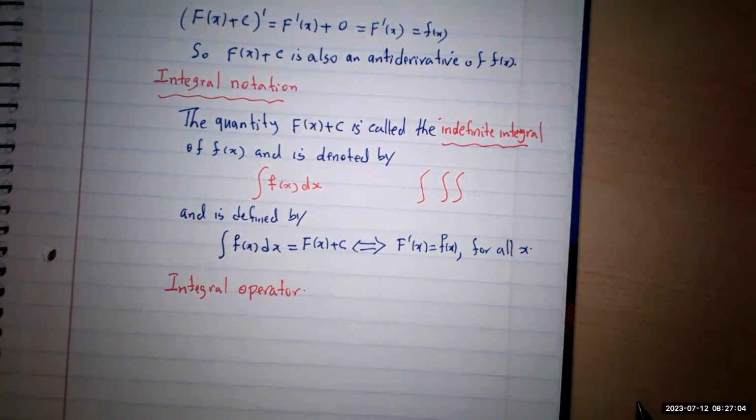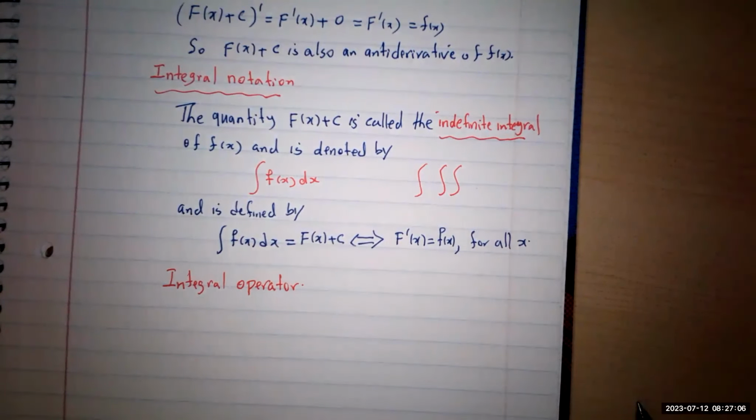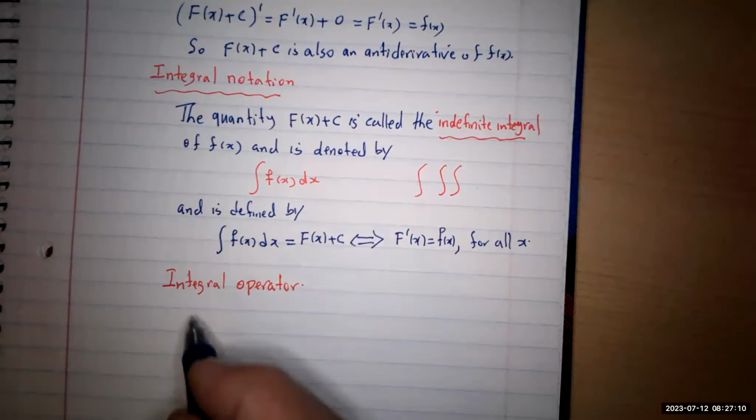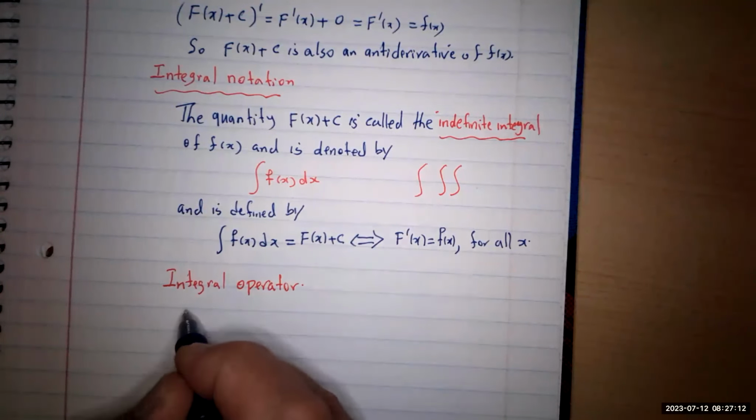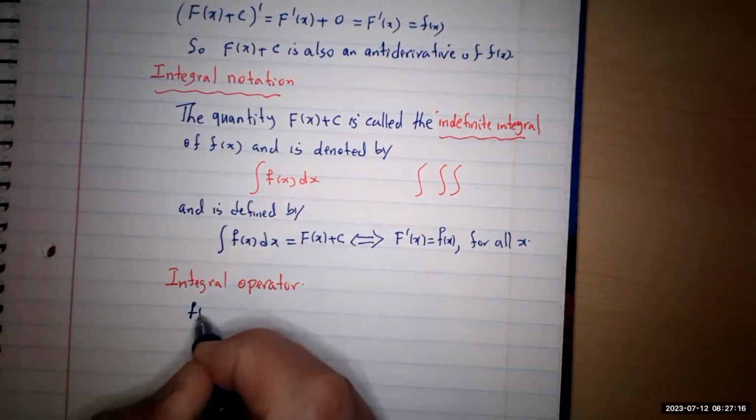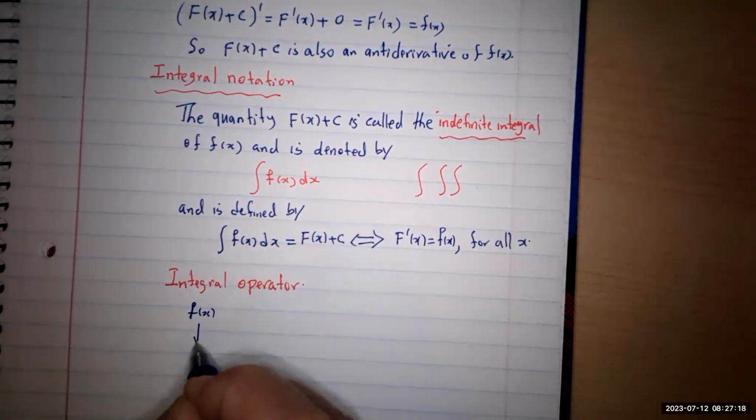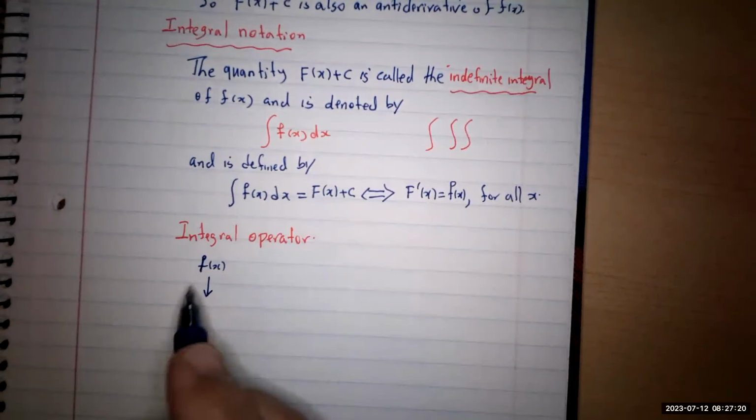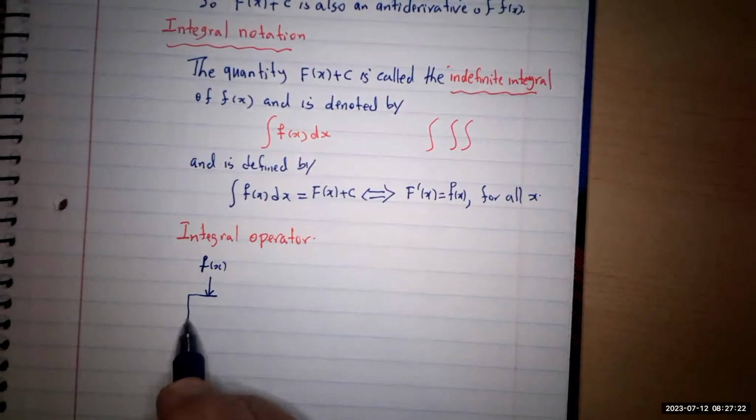So the derivative is a differential operator. Previously, for the first part of the course, this is what you did. A function was given to you. This is the function. You drop it into the derivative machine, which means you differentiate it.